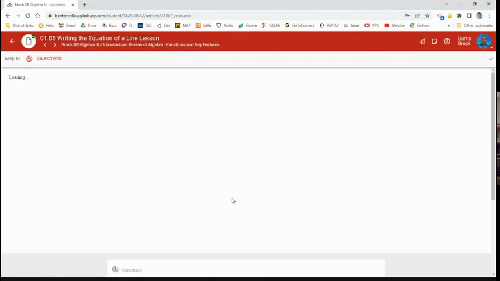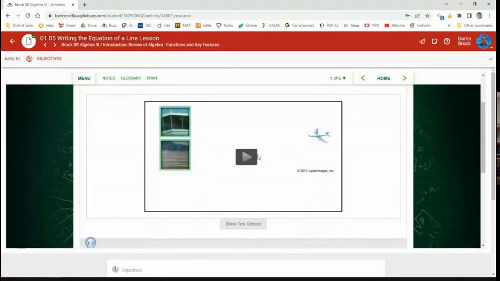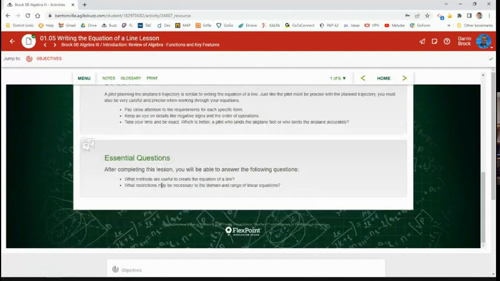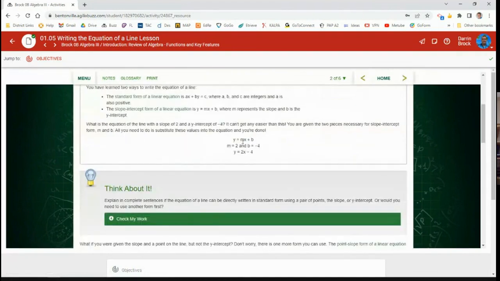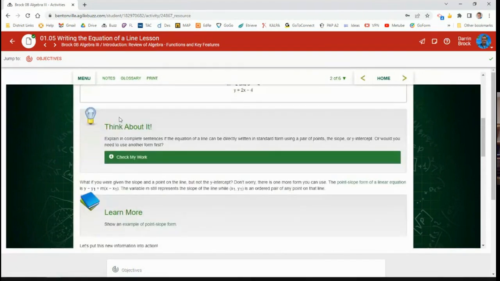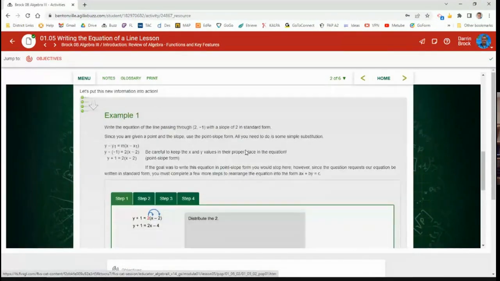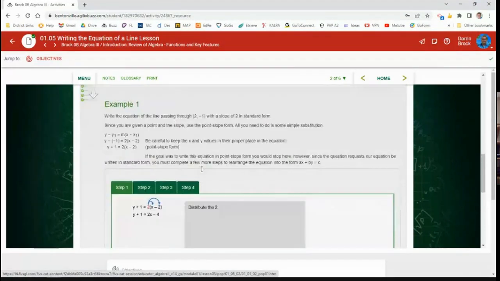But writing the equation of a line, I think it's only 6 pages. Yep, has some videos. Right there is a 52-second video. There's the questions of what you learn in the lesson. And we're going to talk about the different forms of linear equations. Check your work. Another example. Remember, anything you see like this that has a link, you need to see what information's in there. Here's 4 steps to solve this equation.